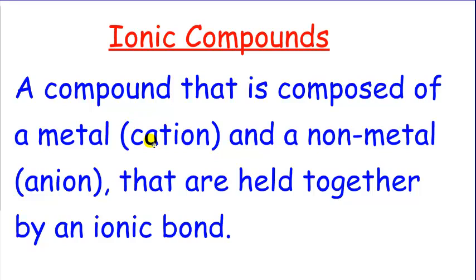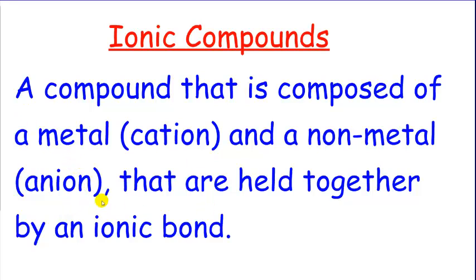You'll notice here that I have beside metal, cation, and beside nonmetal, anion. If you remember back to the tutorial on ions and ionic charges, a cation is just a metal element that has formed an ion by losing its valence electrons, and it takes on a charge equal to the number of electrons that it's lost. And an anion is a nonmetal element that becomes an ion by gaining electrons, and usually it'll gain as many electrons as it needs to have a full stable octet, 8 valence electrons, and its charge will be equal to the number of electrons that it gains.